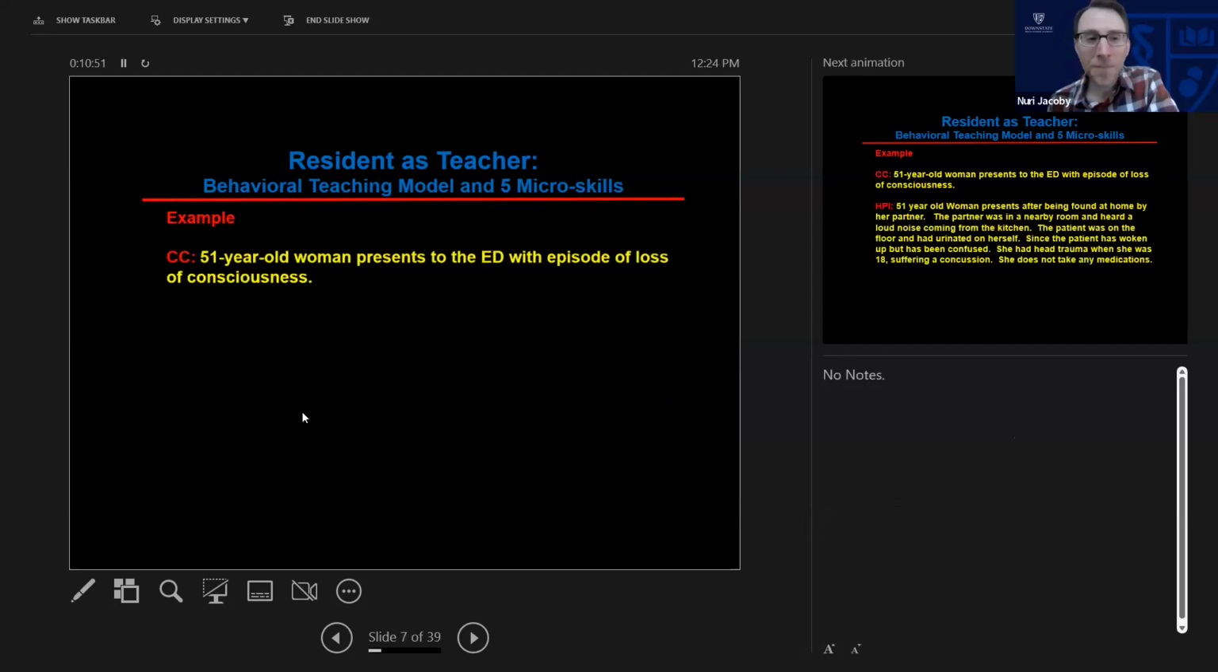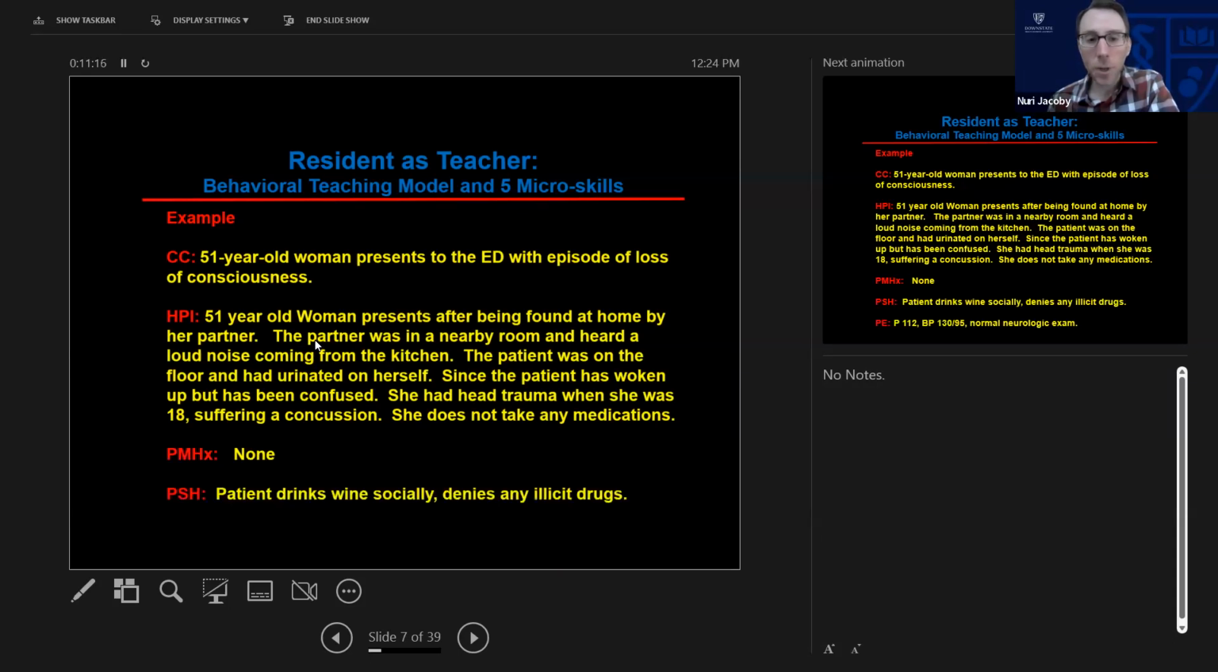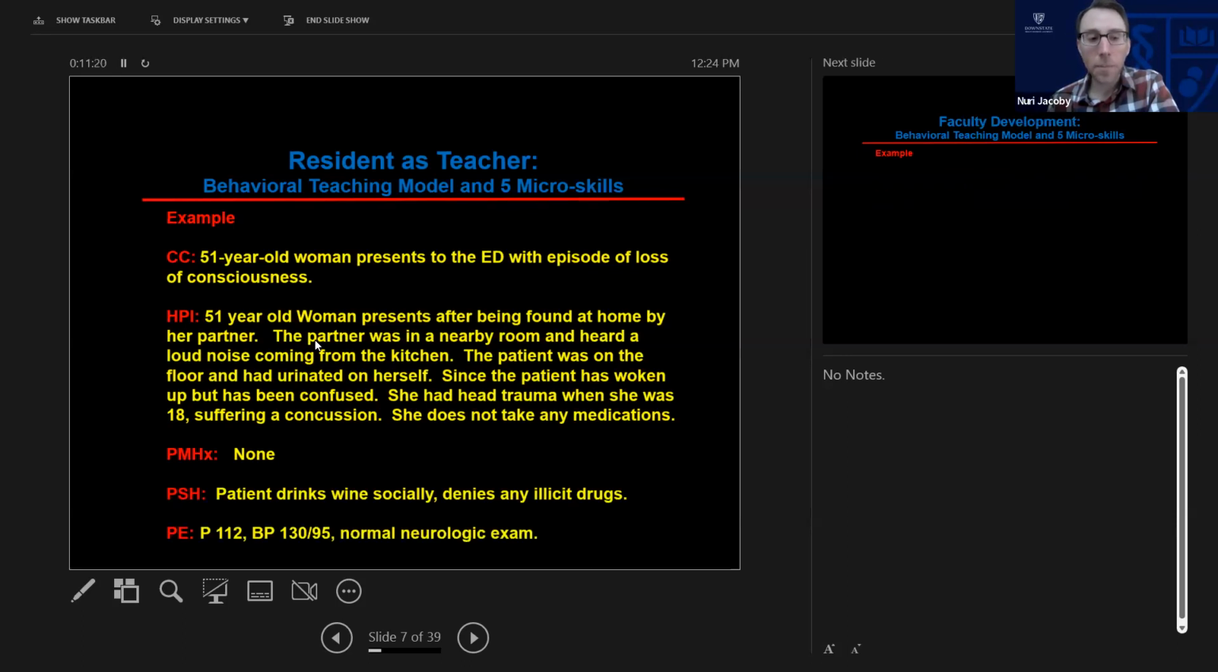I'm excited about this. So, 51-year-old woman presents after being found at home by her partner. The partner was in a nearby room and heard a loud noise coming from the kitchen. The patient was on the floor and had urinated on herself. Since the patient has woken up, she's been confused. She had head trauma when she was 18, suffering a concussion. She doesn't take any medication. She has no past medical history. She drinks wine socially, doesn't use any illicit drugs. And on exam, her pulse is 112, her blood pressure is 130/95, and her neuro exam is normal.